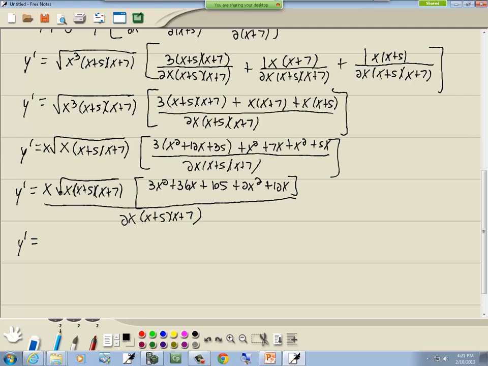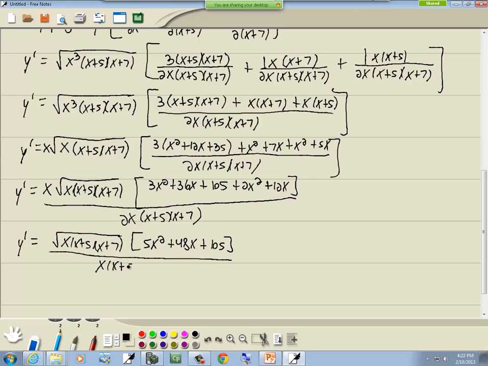Well, notice here I have an x and here I have an x, so these x's are going to cancel. So we're going to be left with the square root of x times x plus 5 times x plus 7 times 3x squared plus 2x squared is 5x squared. 36x plus 12x is 48x plus 105 all over x times x plus 5 times x plus 7. Now it doesn't look like I can factor that 5x squared plus 48x plus 105, so this would be our answer.